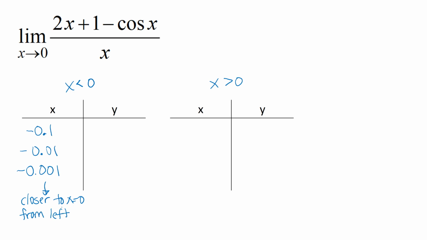All right, on the other table here, I'm going to pick some numbers that are getting closer and closer and closer to x equals 0, but from the right side. So I might pick numbers like positive 0.1, positive 0.01, positive 0.001. So these are getting closer and closer and closer to x equals 0, but from the right side. Notice I don't care about plugging in x equals 0. That's not something I want to even spend time on, because that is not what limits are actually about.